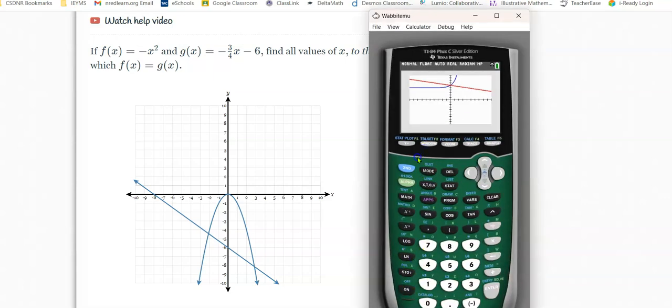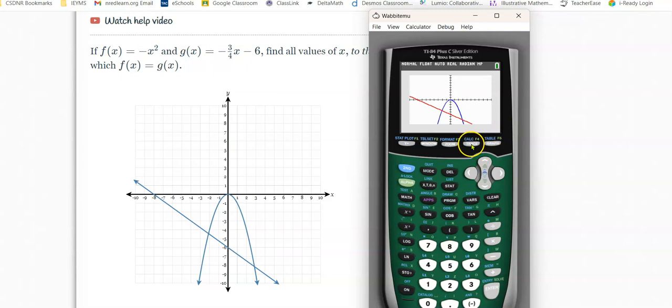So look, turn my calculator on. Oops, go to my y equals button, clear everything out. I'm going to type -x², and then down here, instead of the fraction, I'm just going to type -0.75 x minus 6. All right, when I look at my graph, it should look like the one I see here. Okay, excellent. A downward facing parabola, a downward tilting linear function.